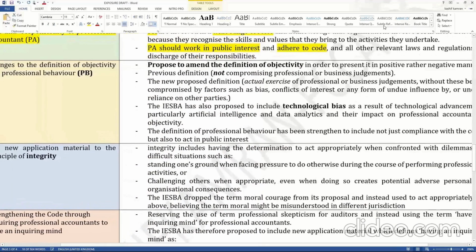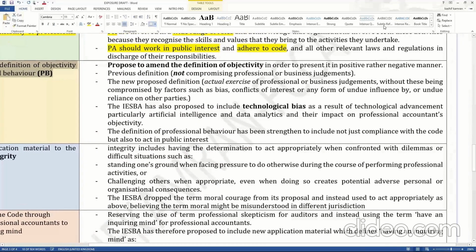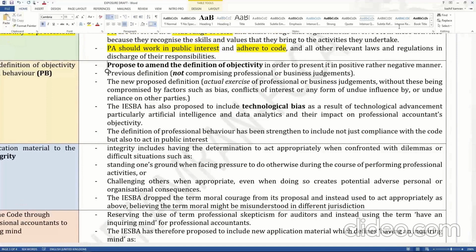Number one, the proposal over here is to amend the definition of objectivity in order to present it in a positive manner rather than a negative manner. The previous definition of objectivity was put in a negative manner, and the code of conduct thought it's very important that we put the definition of objectivity in a positive manner rather than in a negative manner.